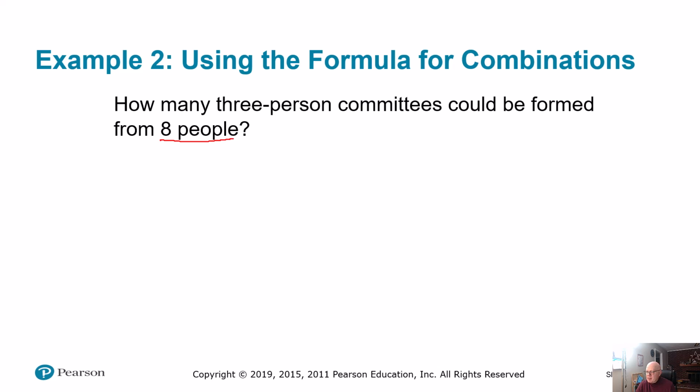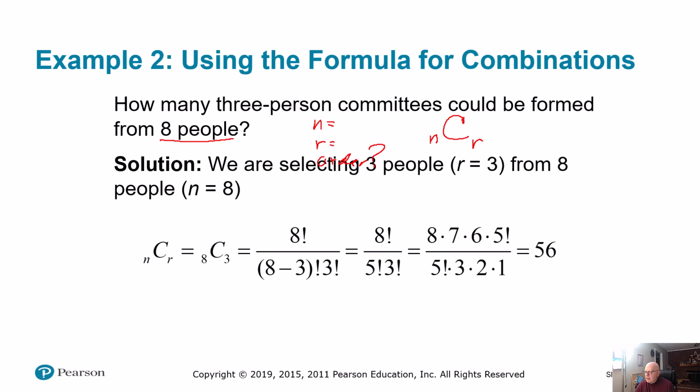Well, one thing you have to do is decide what n is, what r is, and decide whether order makes a difference. We've seen this already. A 3-person committee, you're on it or you're not on it. It doesn't matter when you're chosen for the committee. So order does not matter. You're talking about a combination of n items, take r at a time. There's our formula. And we've got 56 different ways we can select 3-person committees from 8 people.